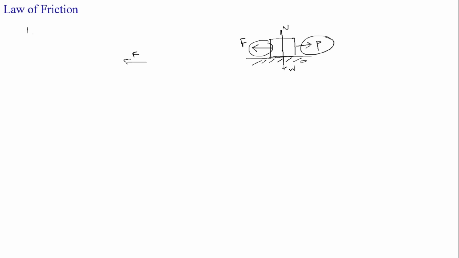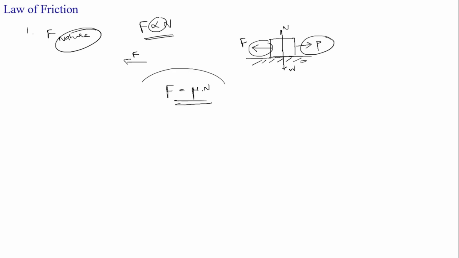The second point is that the frictional force is independent of the area of contact and depends on the type of contact, which means the nature of contact. The frictional force is directly proportional to the normal reaction. Removing the proportionality, F equals mu times N, where mu is the coefficient of friction. One more time, the second point: the frictional force is independent of the area of contact and depends on the type or nature of contact.